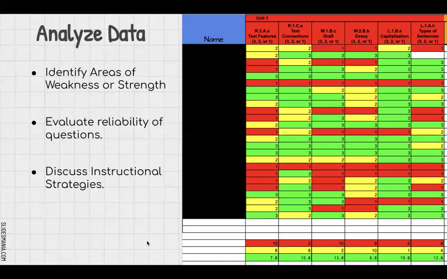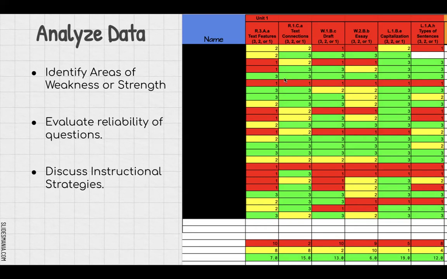This is one way of looking at data. This is, I believe, 4th grade, some reading standards. It looks like there's 2 reading standards, 2 writing standards, and 2 language standards here. When we're looking at this data, a team would get together, or it could even be done by just one teacher. But right here, when I'm looking at this, to me, either the teacher did not do a very good job instructing on text features or the students are just not getting it. Same with writing a draft.